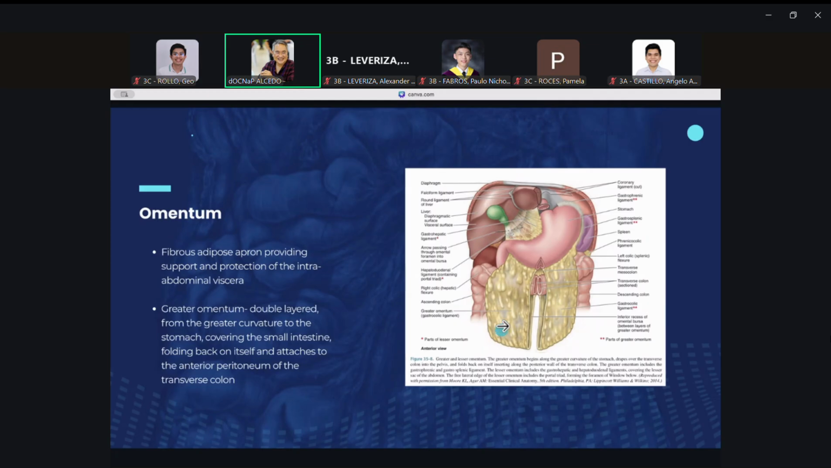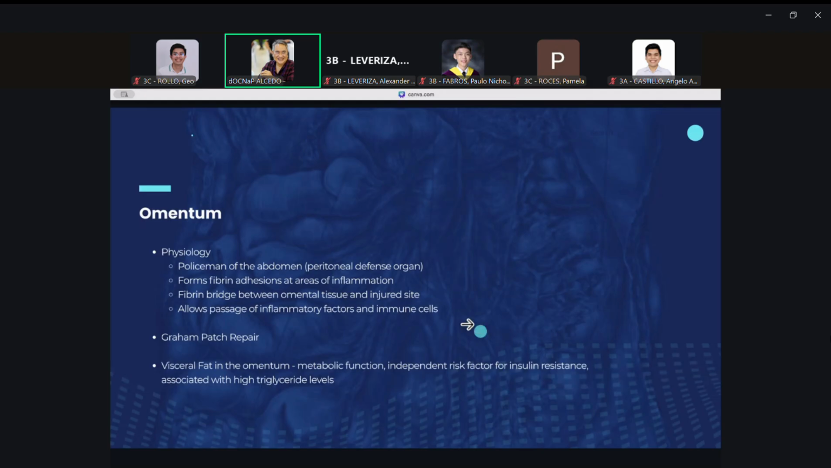But in the general population, whenever there is an inflammation, your omentum will do its job. It will go there. If you have an ulcer, the omentum will go there. If you have diverticulitis, the omentum will go there. If you have appendicitis, the omentum will go there. Because their function is to limit the spread of the inflammation and the infection if and when there is perforation that can happen. No? So it is the policeman of the abdomen. It forms fibrin and adheres to the area of inflammation.